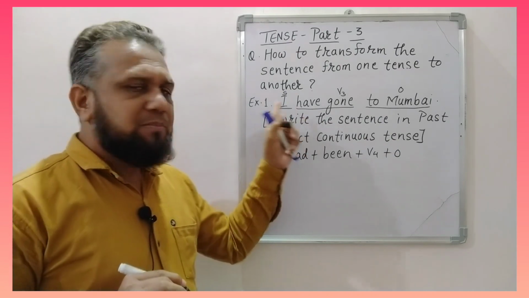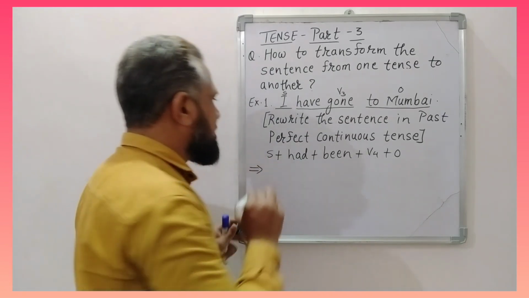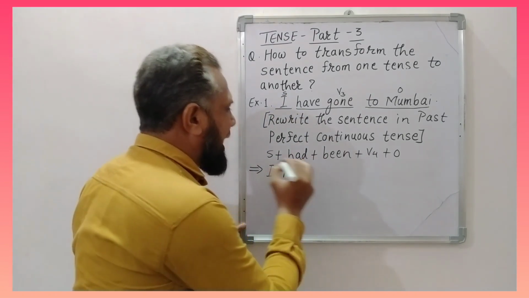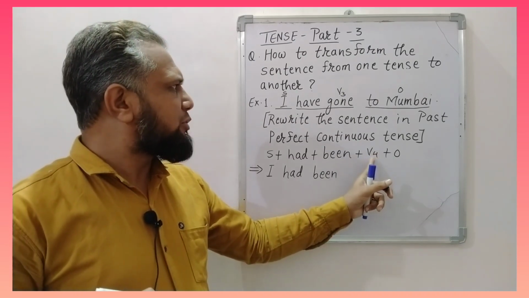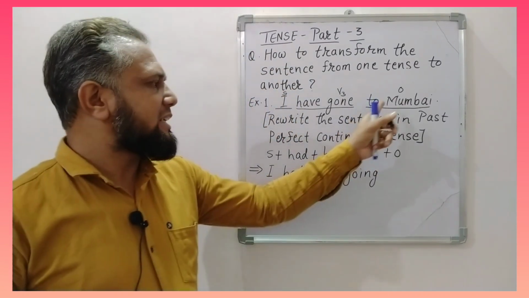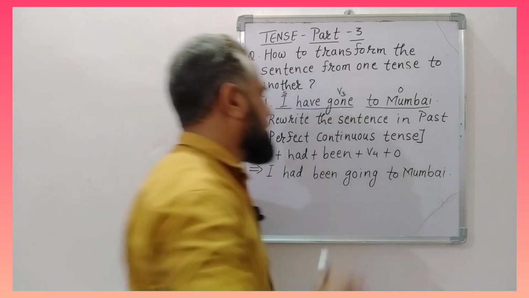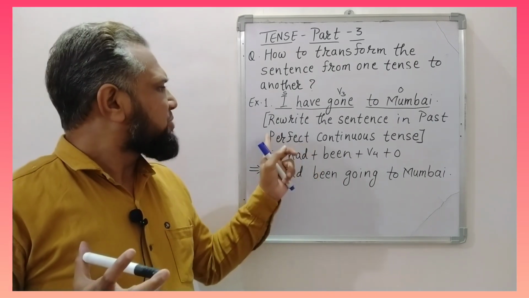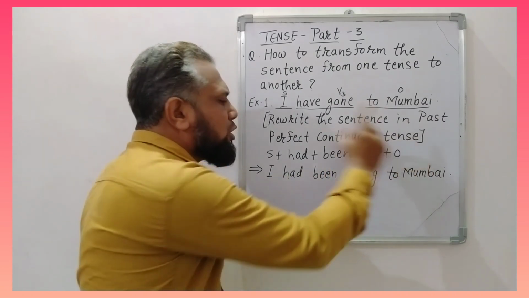Now we will put our values in this formula and we will get the solution. Subject is I, then had, then been. The fourth form of verb V4 of gone will be going, and the object is to Mumbai. Now if we transform this sentence, I have gone to Mumbai, which is in present perfect tense, into past perfect continuous tense, then our sentence will be I had been going to Mumbai.